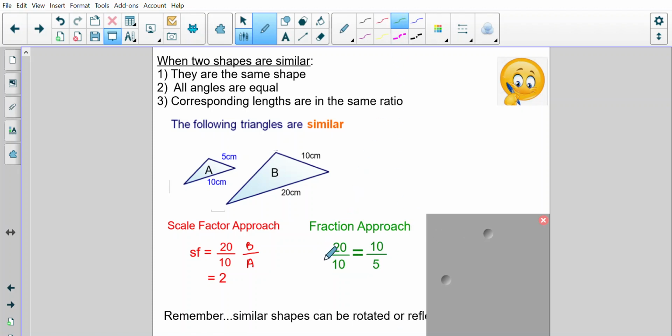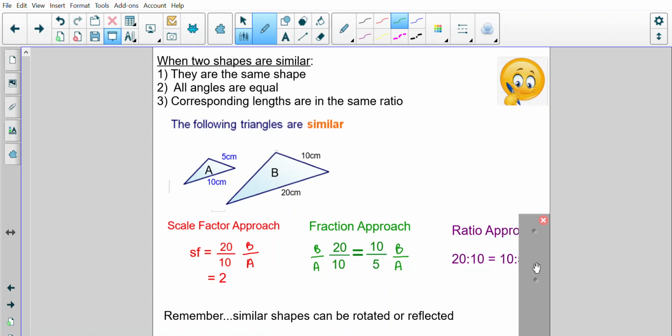A different way we could look at this is using the fraction approach. So using the fraction approach, we can write the length in shape B of 20 over the corresponding length in shape A of 10 as a fraction, and that will be equal to another pair of corresponding lengths written as a fraction. So this time if we take the 10 in shape B and divide it by the corresponding length of 5 in shape A, then those two fractions are equal. They both give us an answer of 2, which is our scale factor.